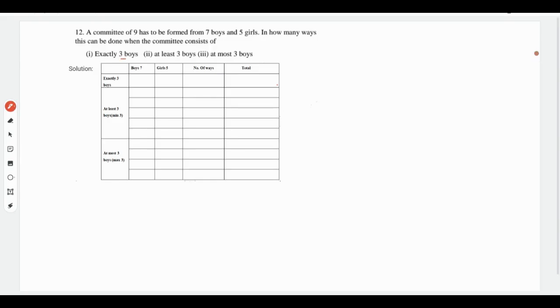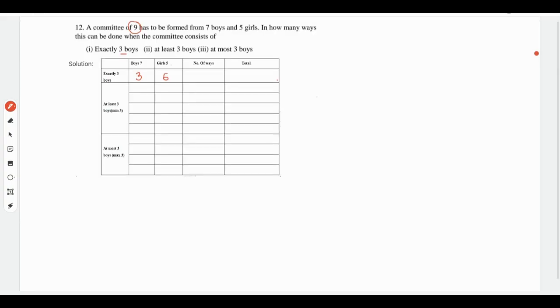The first condition is we should have exactly 3 boys. If it is 3 boys, the total committee members should be 9, so it should be 6 girls to form a 9-member committee. There is no possibility of taking 6 girls because we have only 5. Therefore, it is impossible to find the committee with exactly 3 boys.